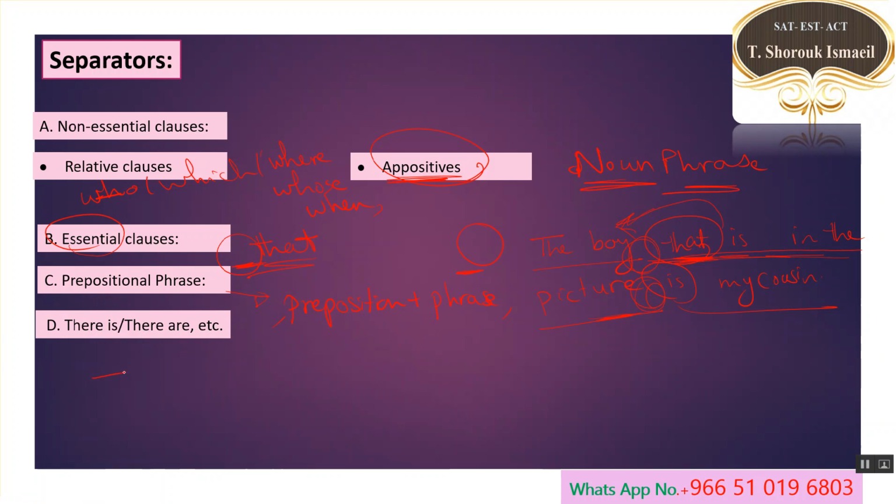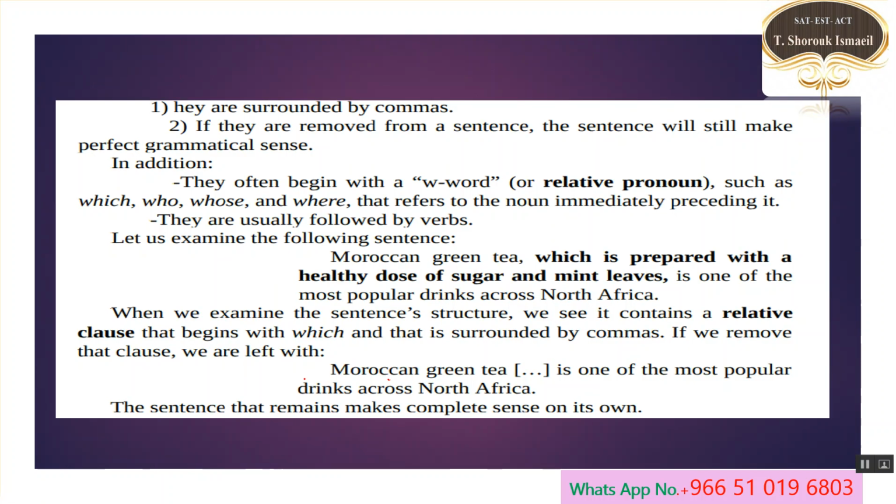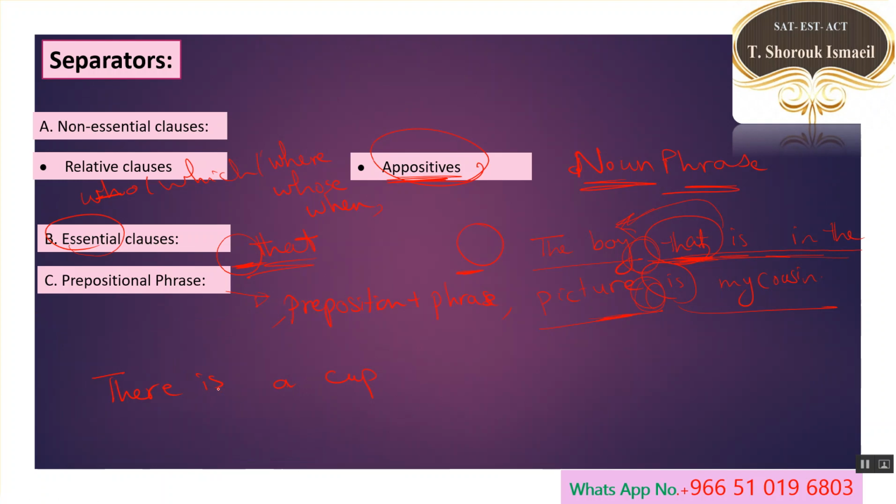If I say, for example, there is a cup, here, in this example, where is my subject? My subject here is the cup. It comes after the verb, not before. But if I say there are 3 cups, again, my subject is 3 cups, and it comes after its verb.